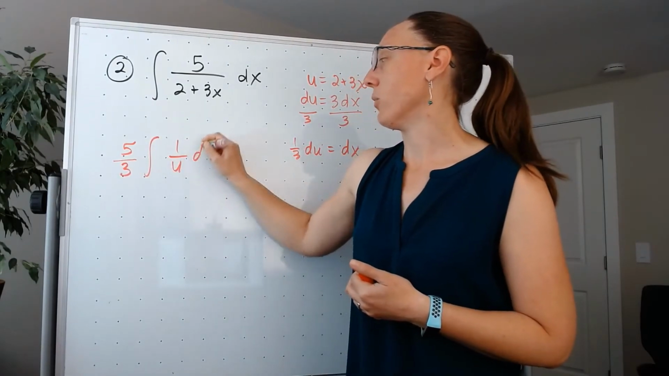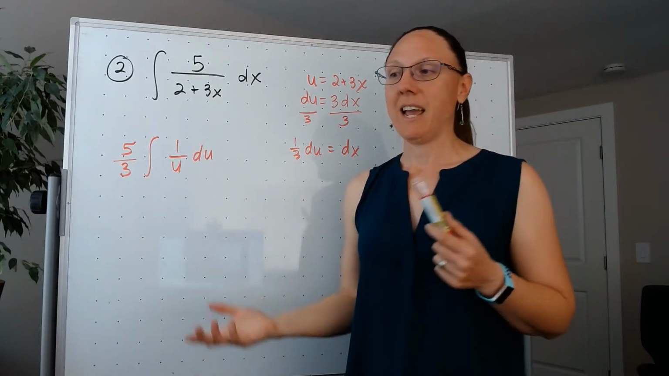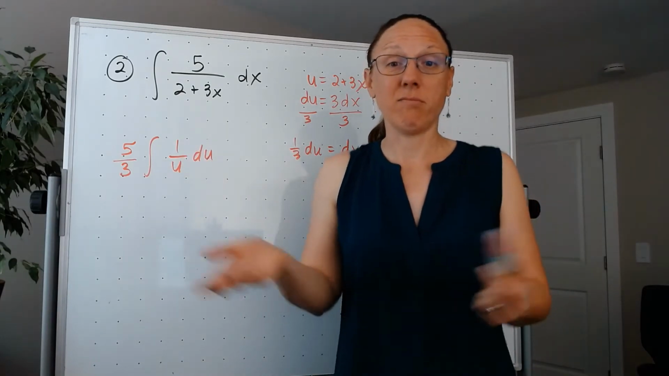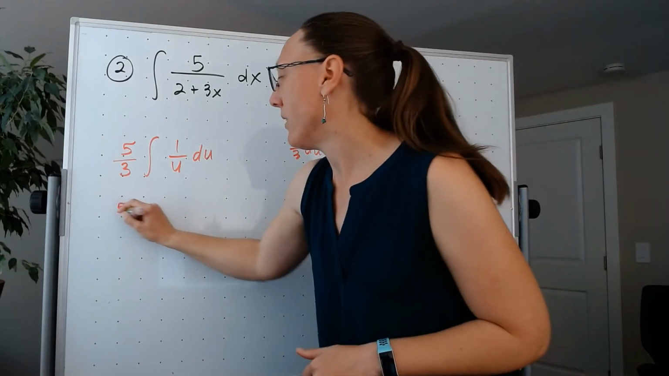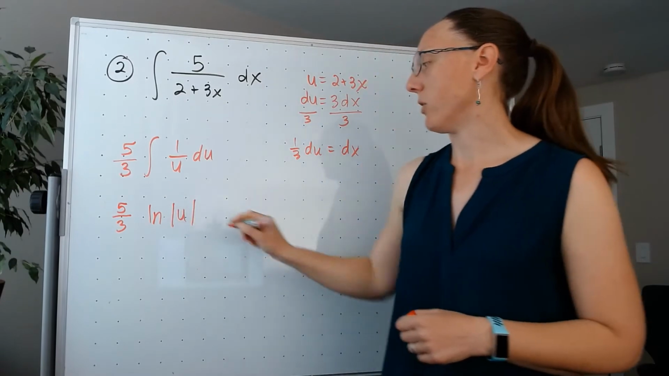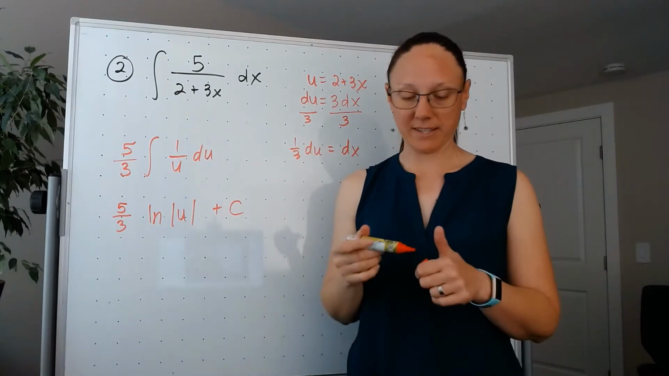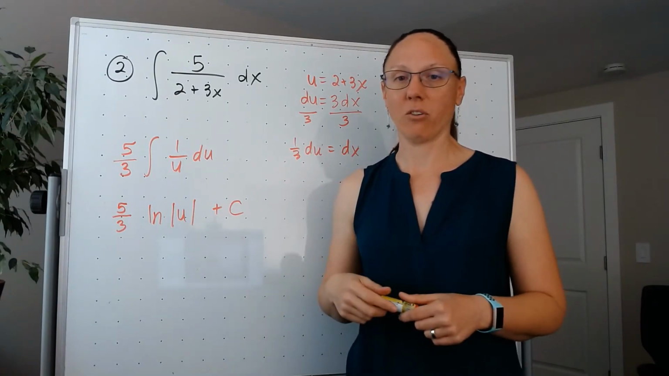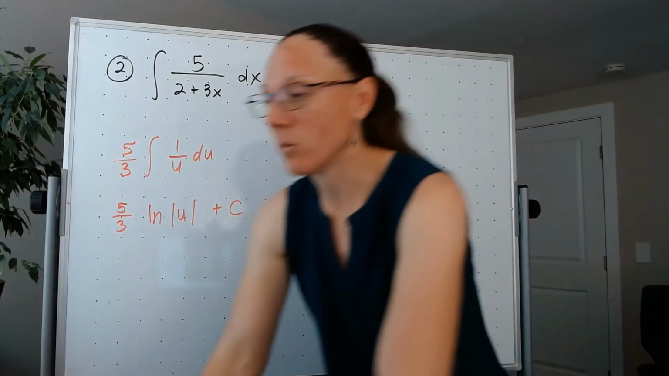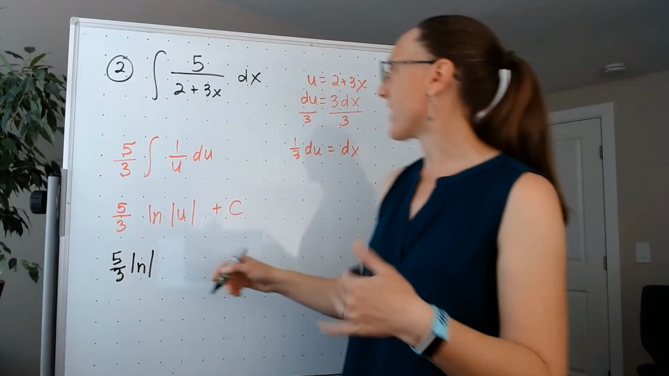which means I'm left with 1/u du. When we find the antiderivative of this, it's like we're asking ourselves, whose derivative is equal to 1/u? Well, the answer, natural log. This one turns into 5/3 natural log absolute value of u plus a constant. Because I don't have limits of integration, this is an indefinite integral. And then for my last step, we're going to substitute back in what u is equal to so that we're reporting our final answer in x's, just like how it was asked.